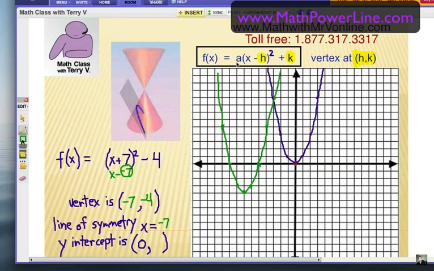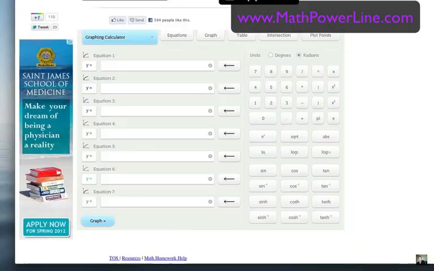All right, now I want to talk about this a value, which is the multiplying constant in front. Depending on the value of a, it's either going to pinch the legs of the parabola closer together or stretch them out and make it a flatter looking shape. So let's go to a graphing calculator. I want to show you how this works.